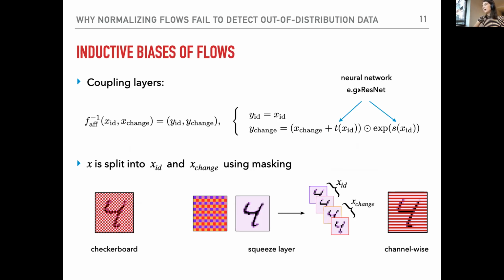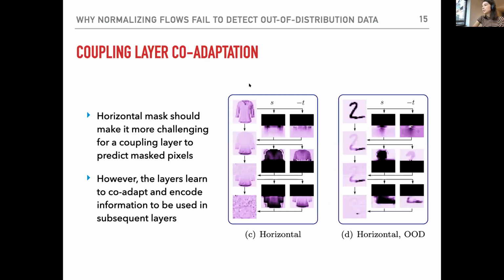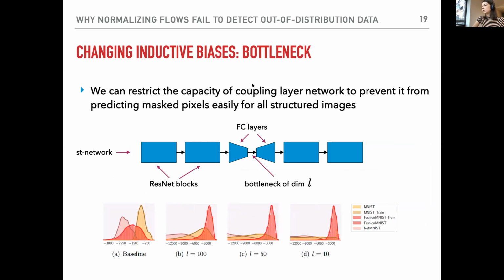Regularly people use just standard ResNets with a few blocks for these coupling layers, but in the experiment to understand the inductive biases, we use the ResNet with the bottleneck so that we limit the capacity of how much information can pass through this network. Okay, I guess it was clear.